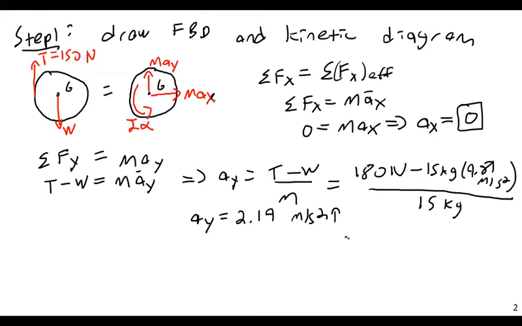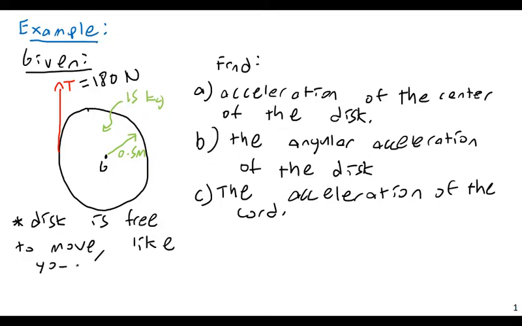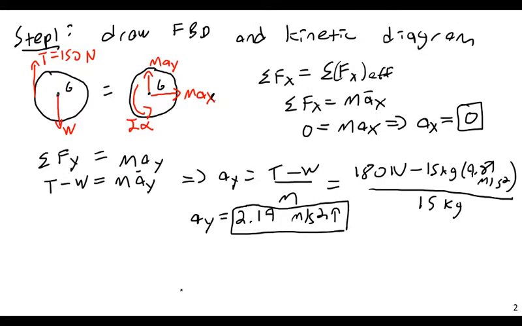Okay, so then, doing this, I can find that the acceleration in the y direction is going to be 2.19 meters per second squared upward. And in fact, I'm going to put a note on this for future reference that the disk is free to move like a yo-yo, not pinned down. Okay, so 2.19 meters per second squared upward.